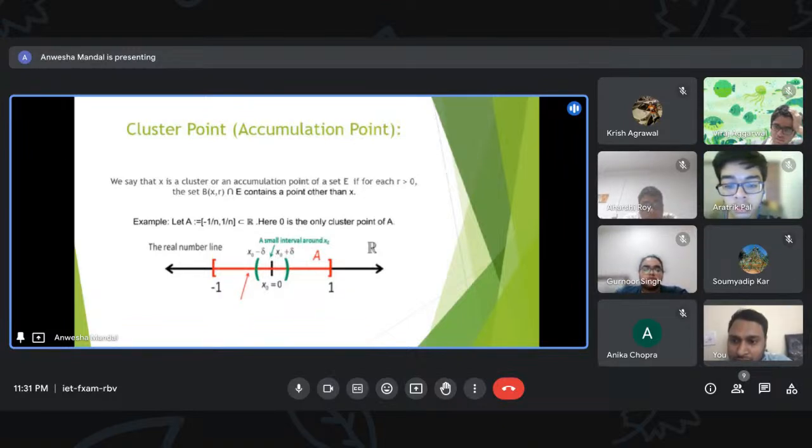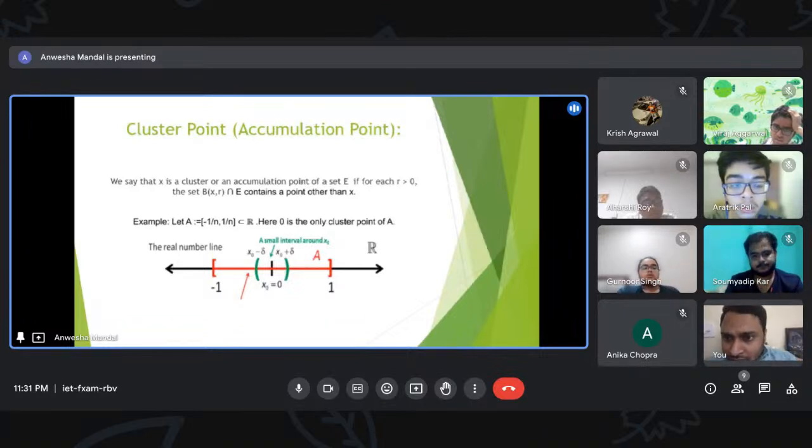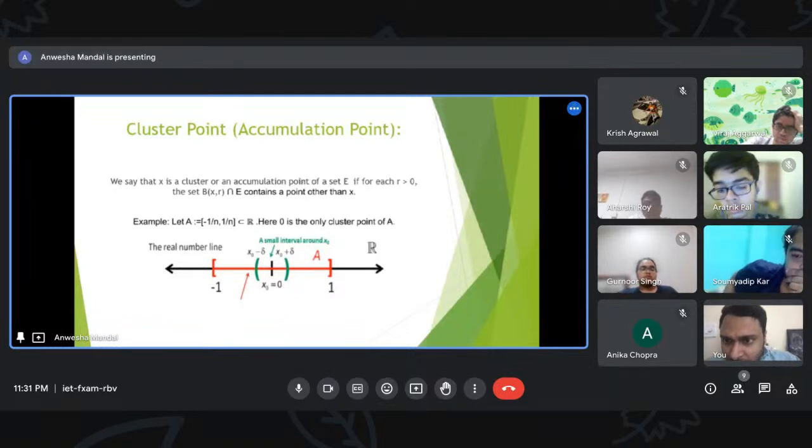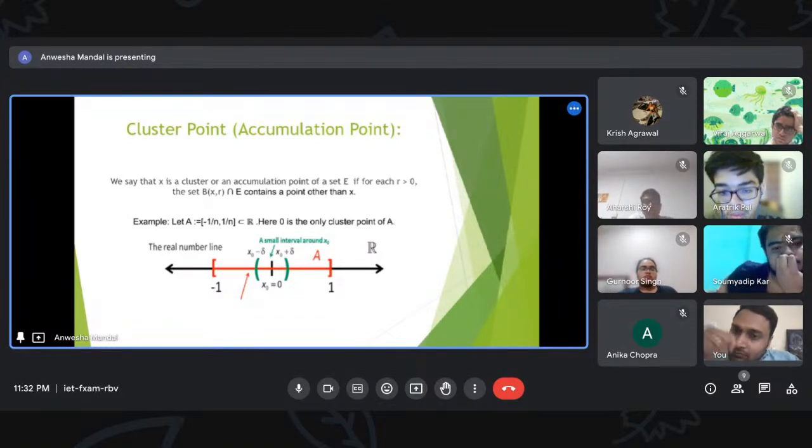I've shown that with an example. If we take the intervals (-1/n, 1/n) as a subset of R, then 0 will be the only cluster point of A because 0 will never be part of A. If we shrink it down, from (-1, 1), then (-1/2, 1/2), and so on, in this way 0 will be the only cluster point.